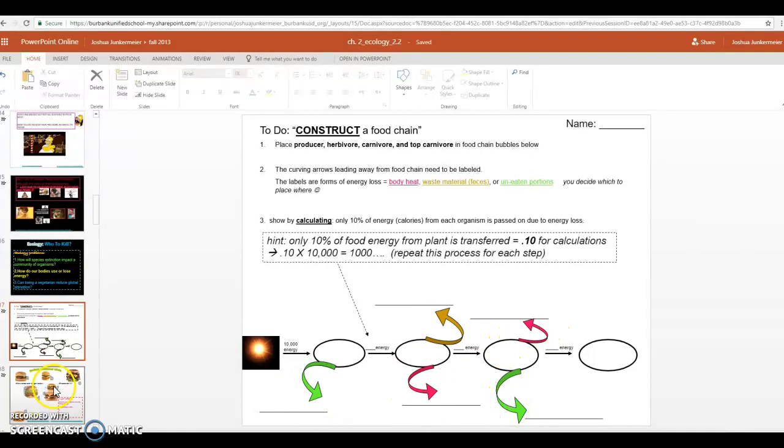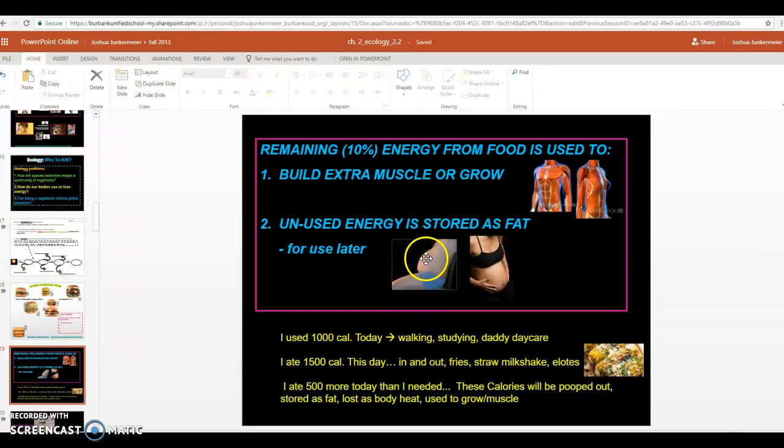Normally, humans don't mind if you lose energy, because normally humans don't want to store that extra energy as fat. So if we lose that energy as body heat, we're happy.